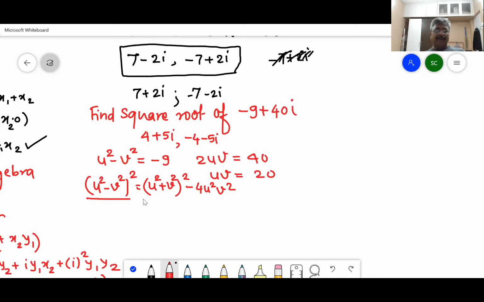Okay. And you can find out v also, plus or minus 5, and amongst these you have to really cross check which one squares to the given number. You can deal with that. That will be the fastest method. Or else we can use that u square minus v square should be minus 9.